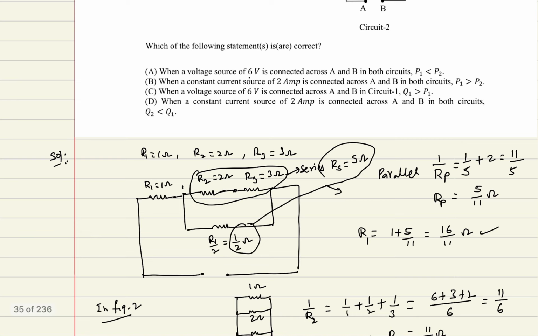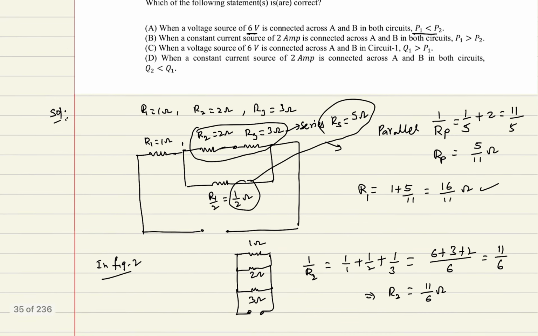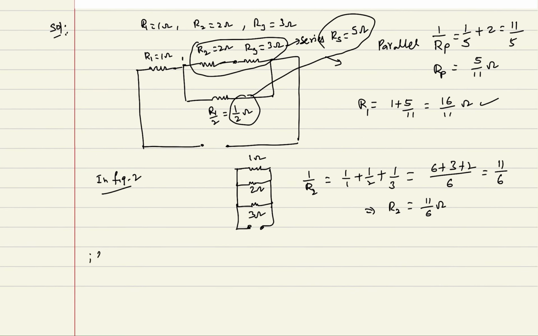Now according to the options, when a voltage of 6 volt is connected between A and B, P1 is less than P2. How can you say that P1 is less than P2? If V is the same, power P is equal to V square by R, nothing but P is inversely proportional to R. Now we can see R1 is 16 by 11 and this one is 11 by 6. Which one is more here?